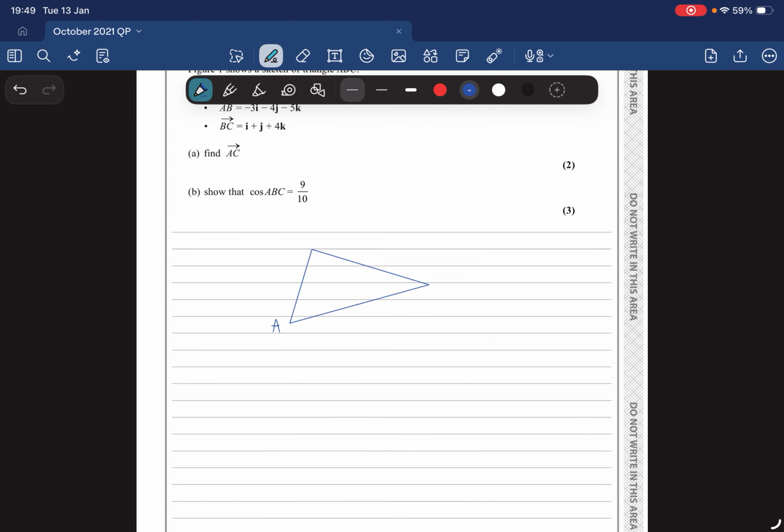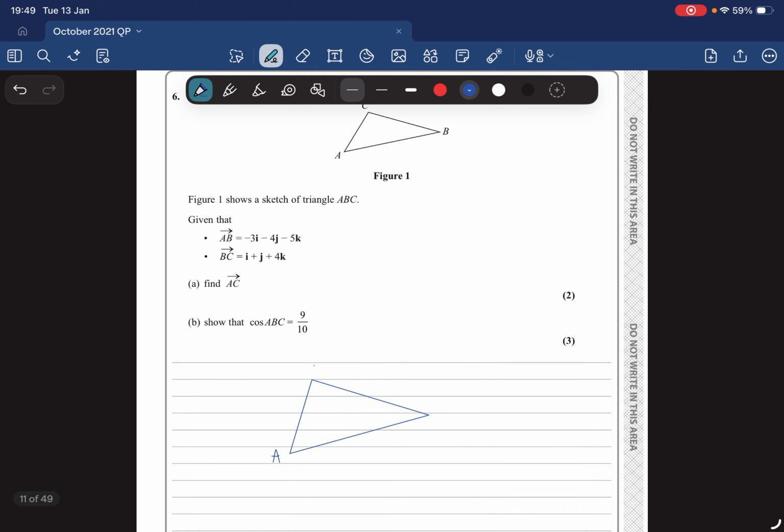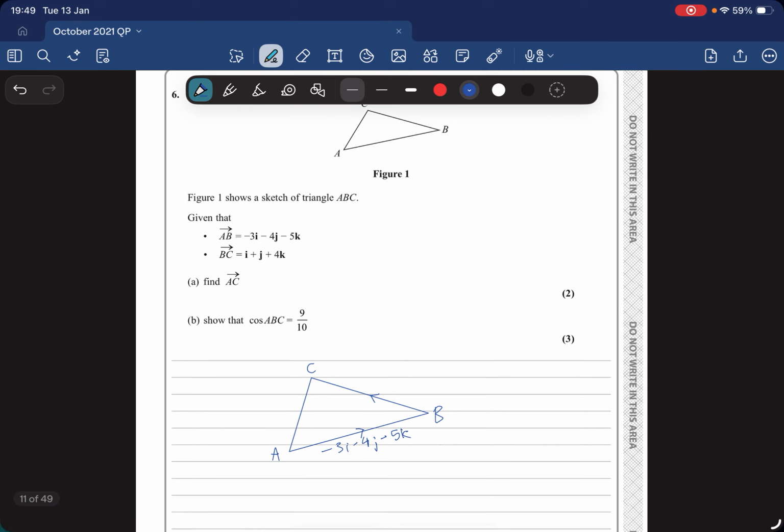It's A, C, B. Okay, we're going to get the arrows because it says A to B, so A to B is minus 3i, minus 4j, minus 5k. Cool. This one is going to be B to C, so it's i plus j plus 4k.